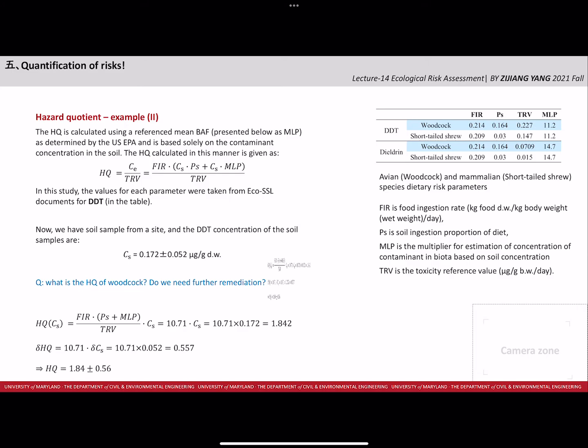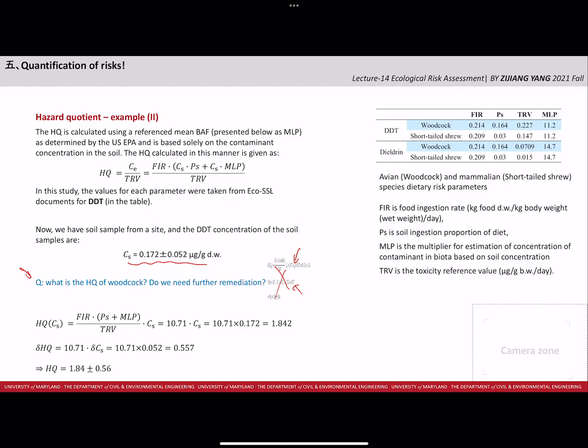Then let's look at the next example. Everything is the same, but the soil concentration has some uncertainties, because for a large field or a large site, we have spatial variability. And here again, we have the same question. What is the HQ of woodcock? And do we need further remediation?